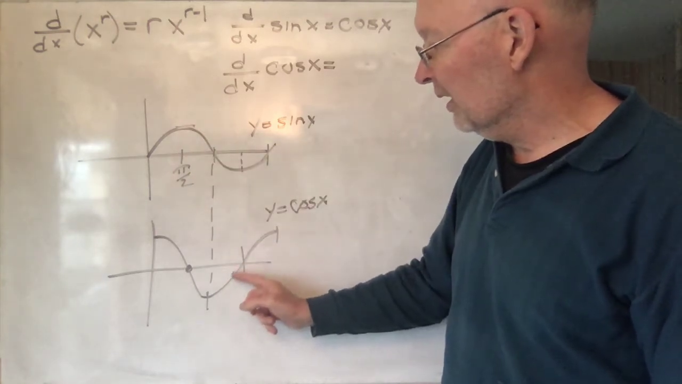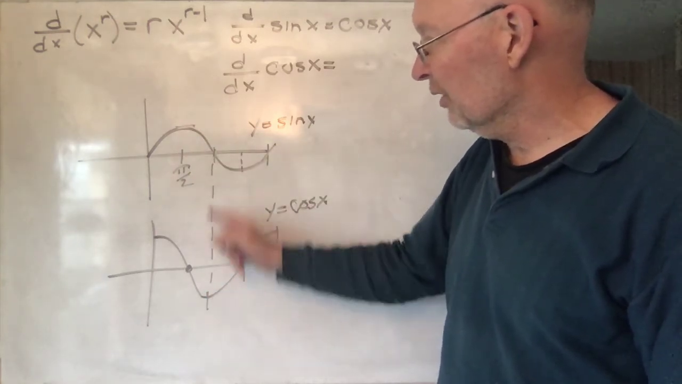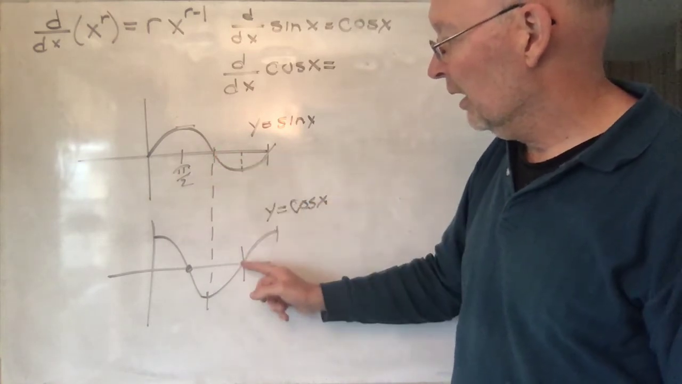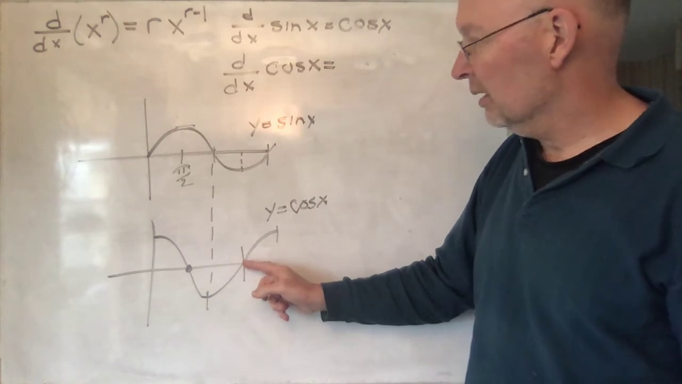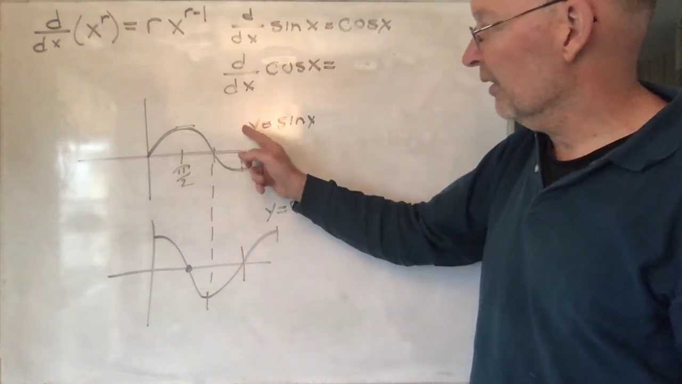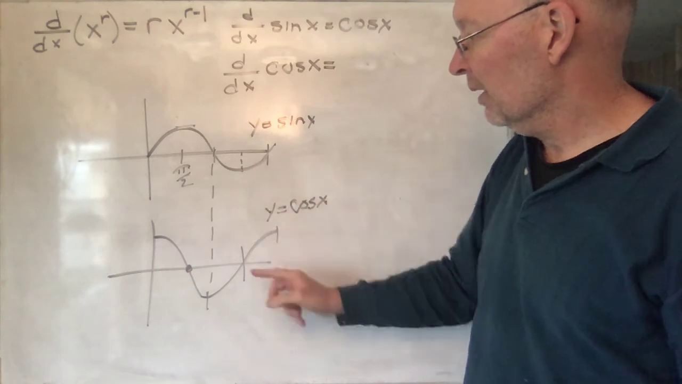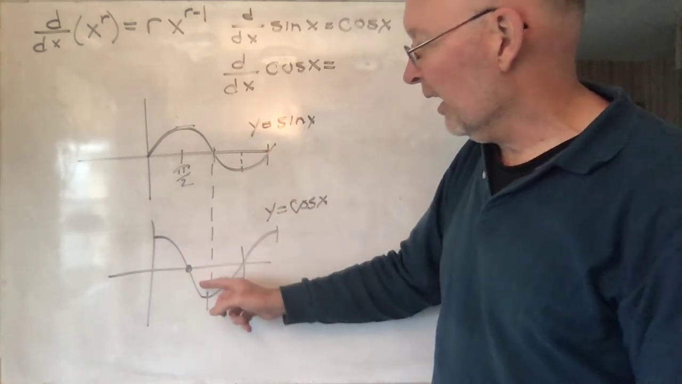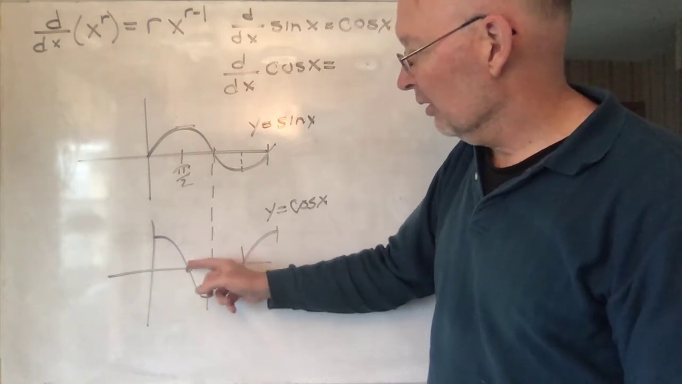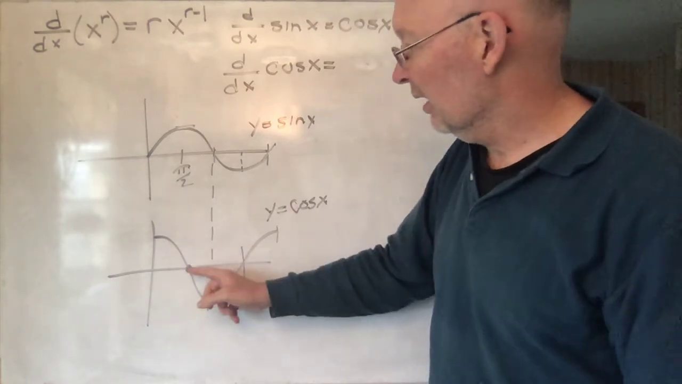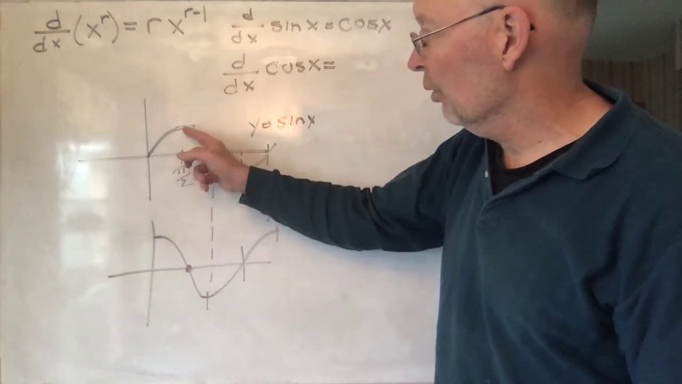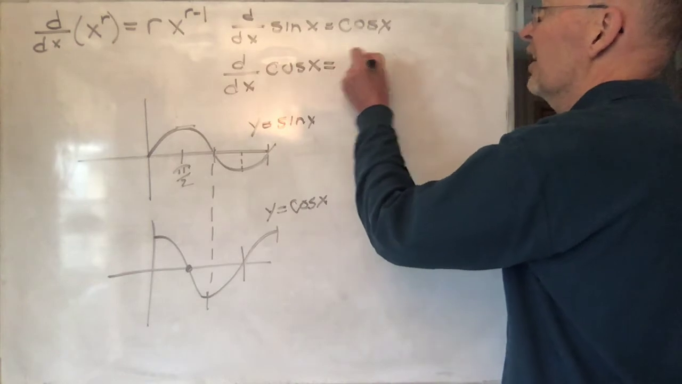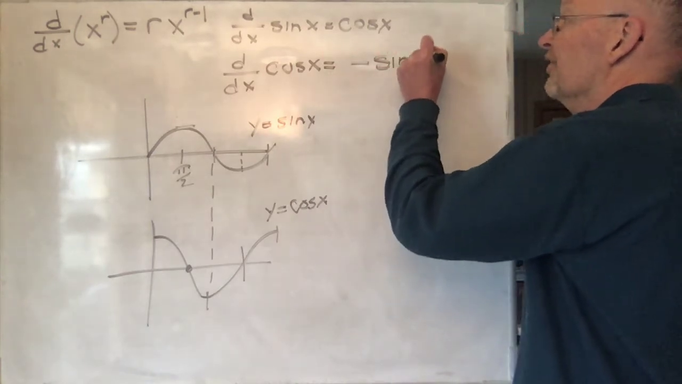Here the slope is 0 again. Sure enough, this value is 0. Here the slope is 1. Unfortunately, the value is not 1, it's -1. And here the slope is 0 again. Sure enough, it's 0. So we're on the right track, except that it looks like it's the opposite. Here the slope was -1, and the sine was equal to 1, so we want the derivative of the cosine is the opposite of the sine.